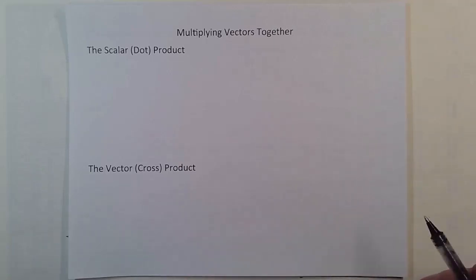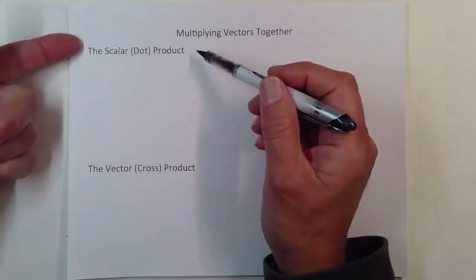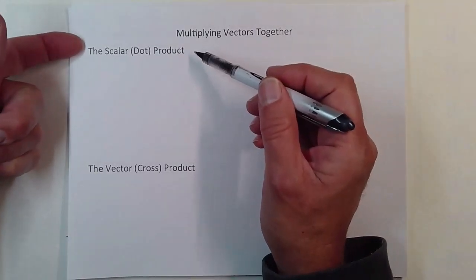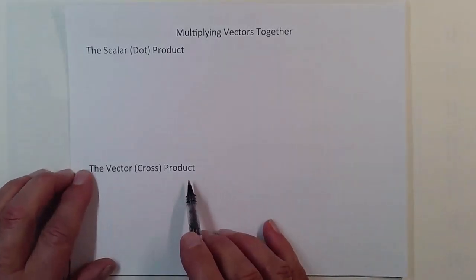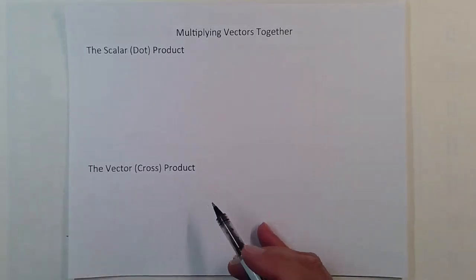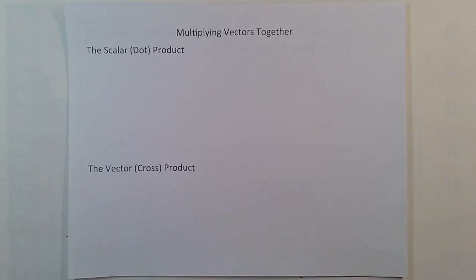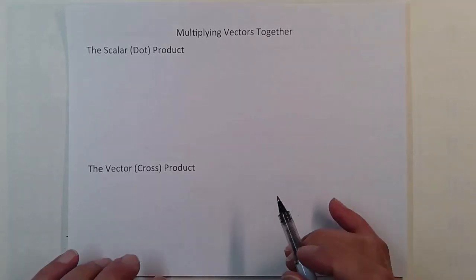In this video, we're going to look at the ways of multiplying vectors together. We're actually just going to concentrate on the first way here, the scalar or dot product. I'll briefly introduce the vector cross product, but we're not going to be using it this quarter unless we look at torques, and when we get there we might use it. So we'll worry about that then.